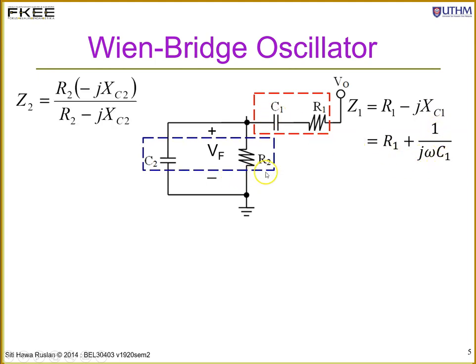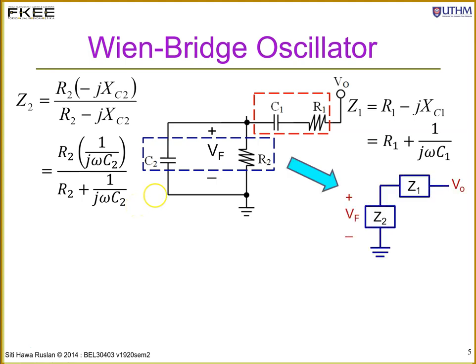And for this R2 C2 which is parallel, Z2 will be R2 multiplied with the impedance of the capacitor divided by R2 plus the impedance of the capacitor. Substitute the impedance with 1 over J omega C. So R2 multiplied with 1 over J omega C2 divided by R2 plus 1 over J omega C2. So with Z1 and Z2, we can simplify the circuit to be this way. It's just a Z1 comprised of this series RC and Z2 which is the parallel RC.